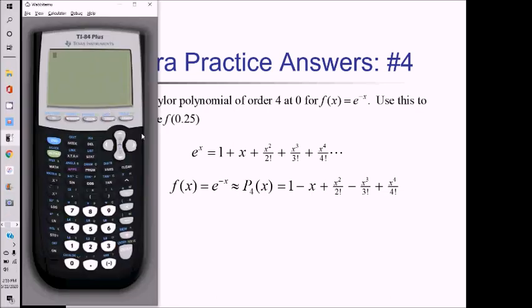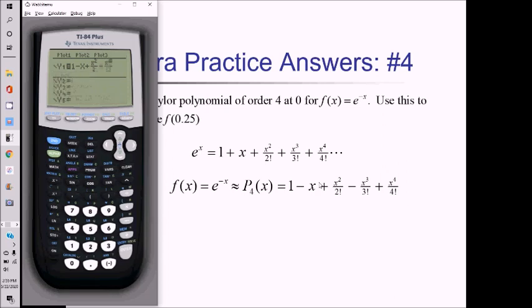Now, this is a calculator problem, so I'm going to do all that on the calculator. One thing I'm going to do to make my life a little easier so I don't have to keep writing 0.25 is I'm going to go to my y equals, clear out whatever's in there, and write this polynomial in there. So we've got 1 minus x plus, let me do fancy fraction, and I'll have an x squared over 2 factorial, which is just 2. I'm not going to bother with the factorial yet, minus fancy fraction.